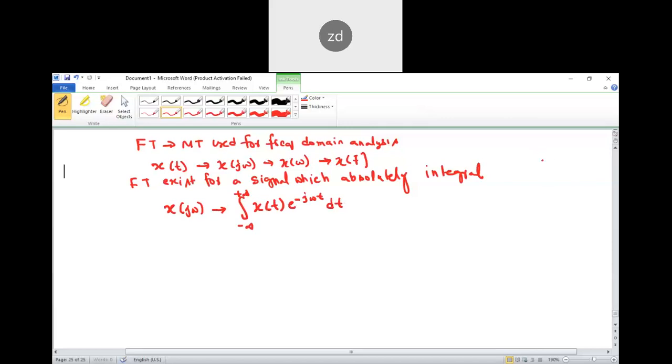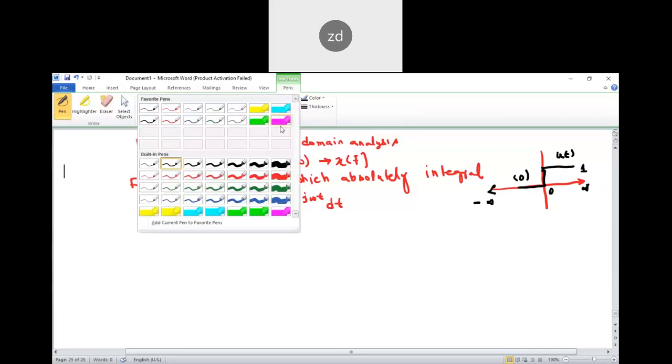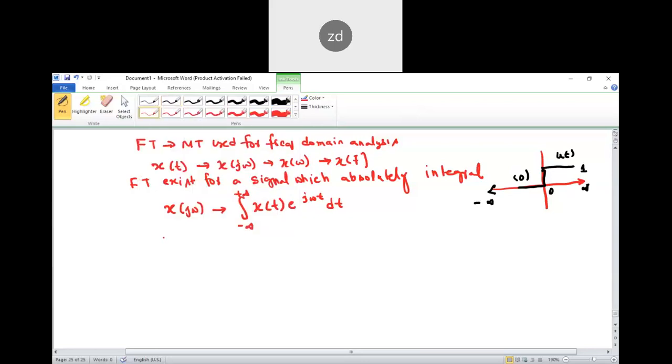Suppose you have a signal like this, wherein you have the unit step function u of t. You can see the value of t from 0 to infinity is 1, whereas from minus infinity to 0 the function has value 0. The Fourier transform of a signal is only and only possible if the signal is absolutely integrable.